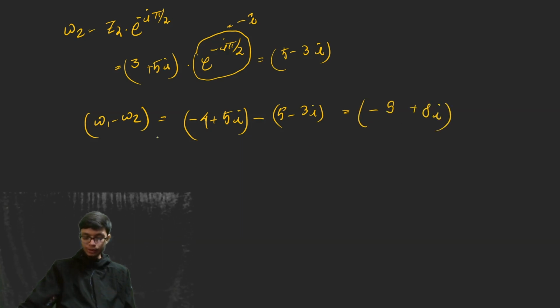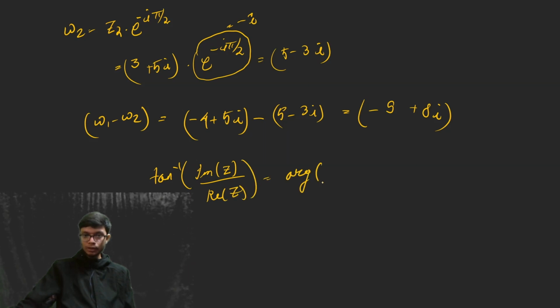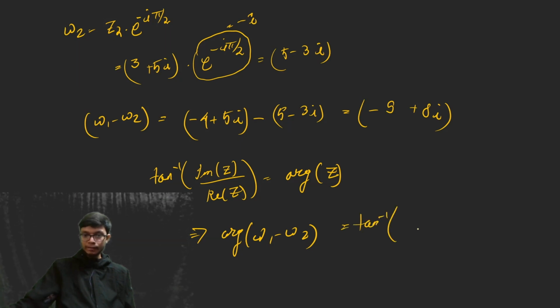Now I have to look for the argument. What is the value of the argument? Argument is tan inverse of y by x, the imaginary part of a complex number divided by the real part of a complex number. That gives the argument of the complex number z. From here you can find the argument of w1 minus w2 is equal to tan inverse of 8 by minus 9.